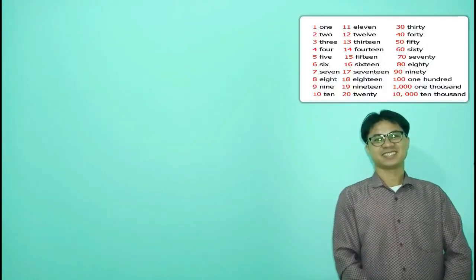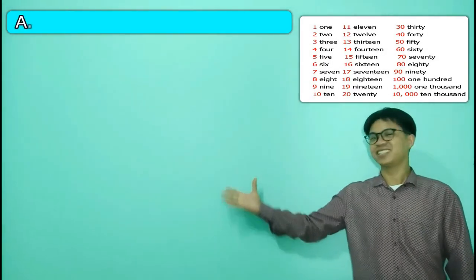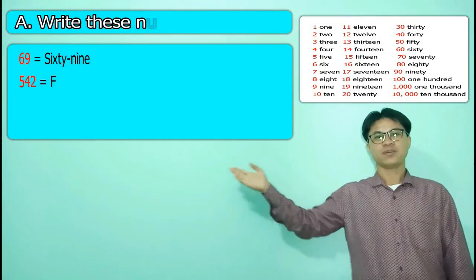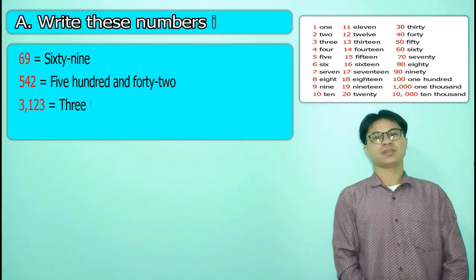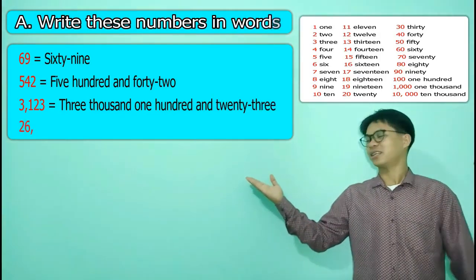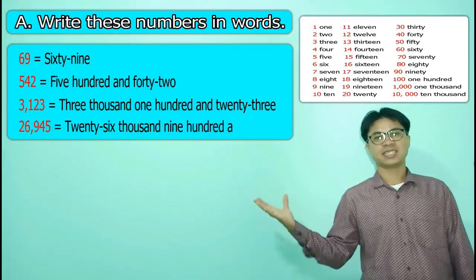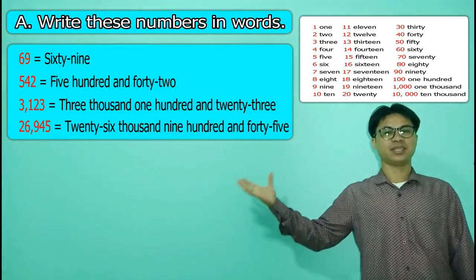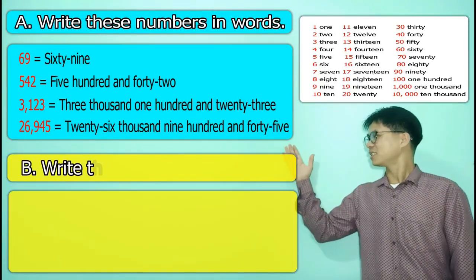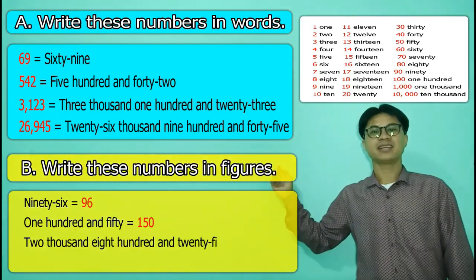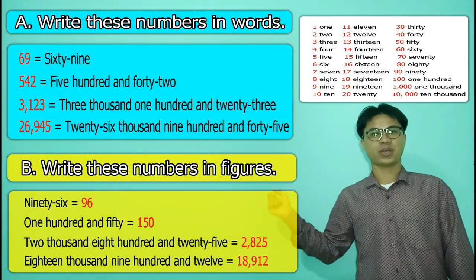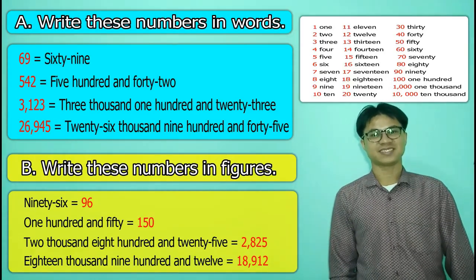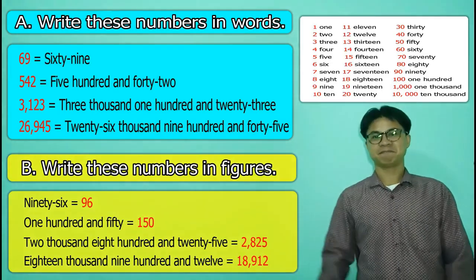Did you get it? Is it easy? Okay, these are the answers. So the first part we have here, writing numbers in words, 69,542, 3,123. Next, 26,945. Okay, the second one, writing these words in figures. So we have here 96,150, 2,825, and last one, 18,912. Alright, if you get the correct answer, great job.